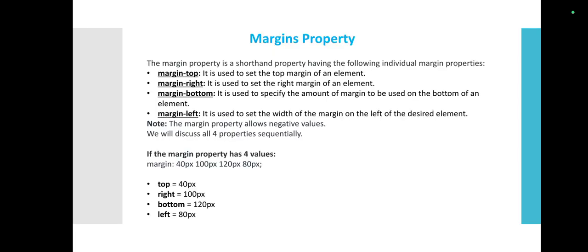Now we will learn about margin property in detail. Margin property is a shorthand property having the following individual margin properties. Margin top, it is used to set the top margin of an element. Margin right, it is used to set the right margin of an element. Margin bottom, it is used to specify the amount of margin to be used on the bottom of an element. Margin left, it is used to set the width of a margin on the left of the desired element. Note, the margin property allows negative values.